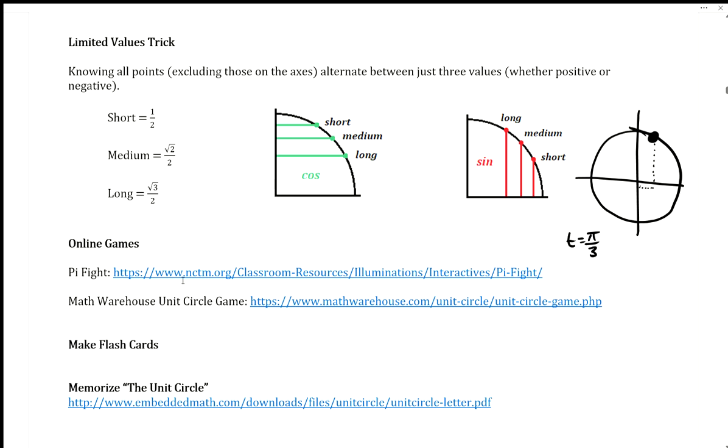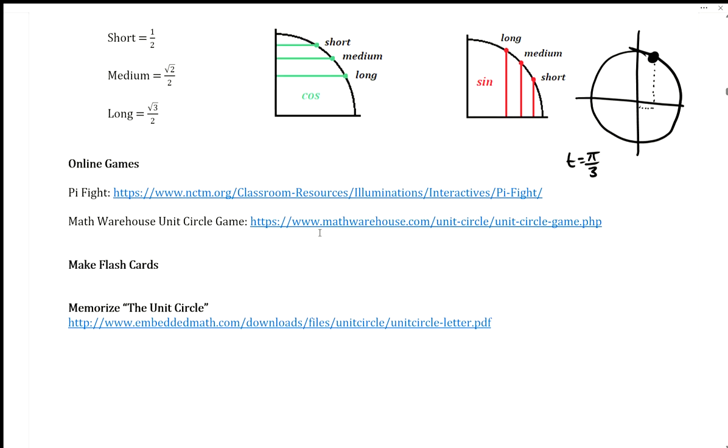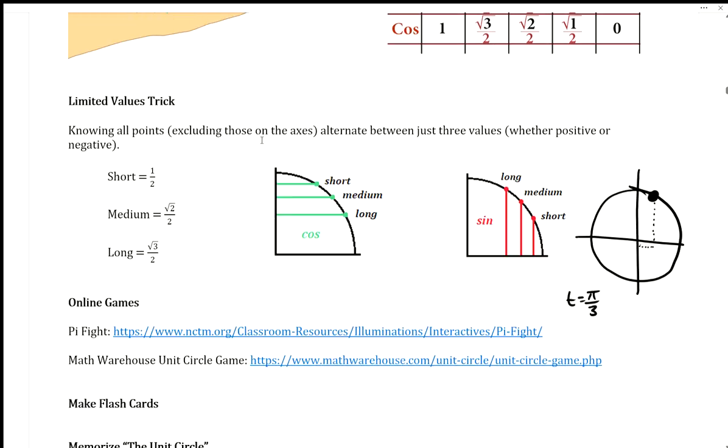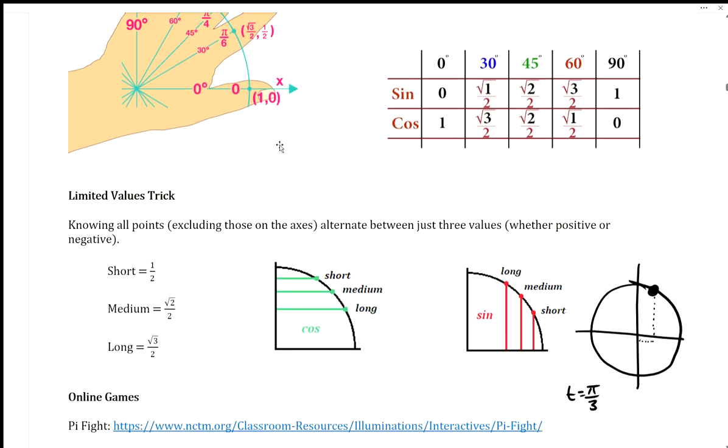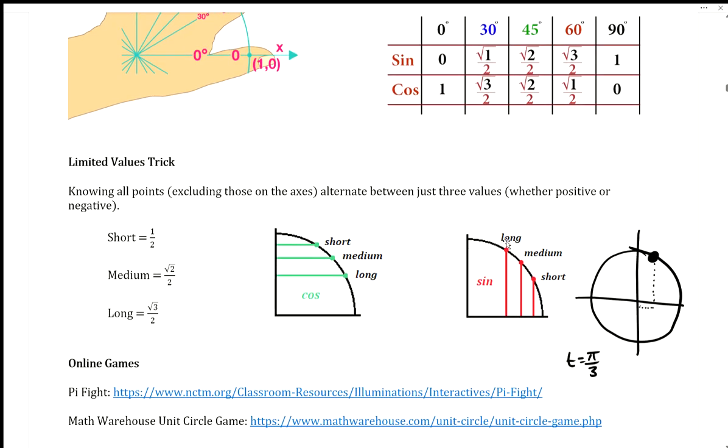And then there are other things like these links, online games, or again, you could just Google online games, flashcards, quizzes, whatever, or cutting out the whole unit circle, doing whatever it takes. These are just some suggestions. So that's all this one is, just a short little video. My main thing is still short, medium, or long.